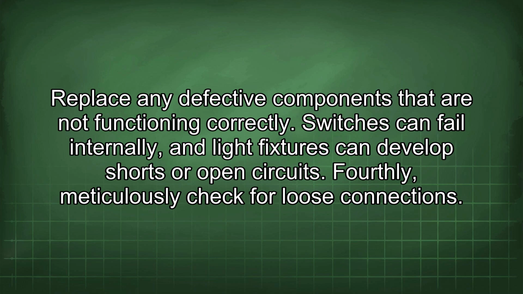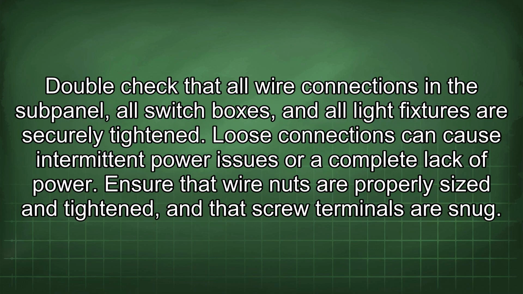Fourthly, meticulously check for loose connections. Double check that all wire connections in the subpanel, all switch boxes, and all light fixtures are securely tightened. Loose connections can cause intermittent power issues or a complete lack of power. Ensure that wire nuts are properly sized and tightened, and that screw terminals are snug.